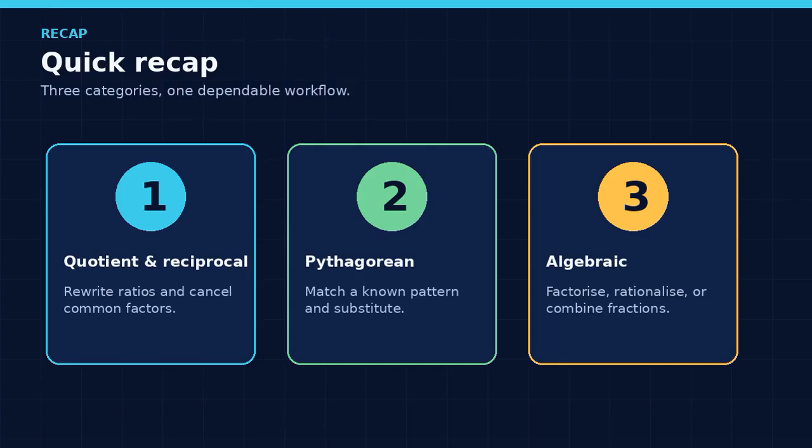Let us recap. Category 1 uses quotient and reciprocal identities. Category 2 uses the 3 Pythagorean identities. Category 3 uses factorization, rationalization, and conversion to sine and cosine. With these methods, many identity proofs become systematic rather than mysterious.